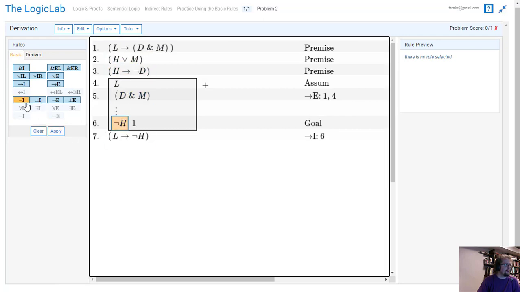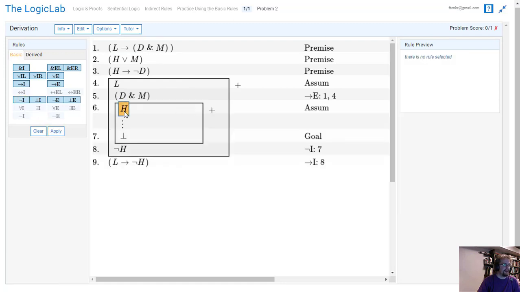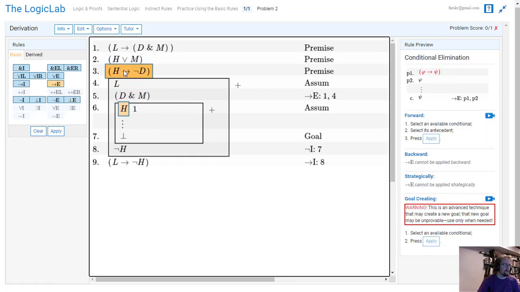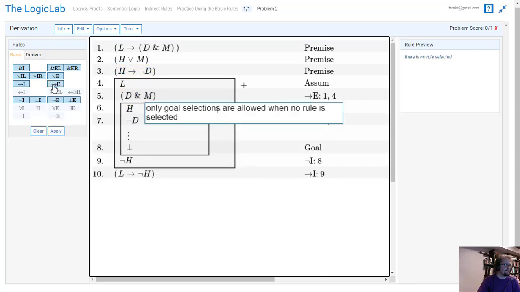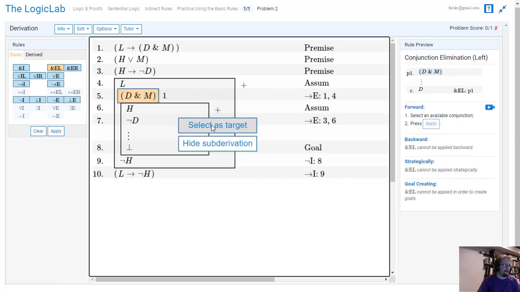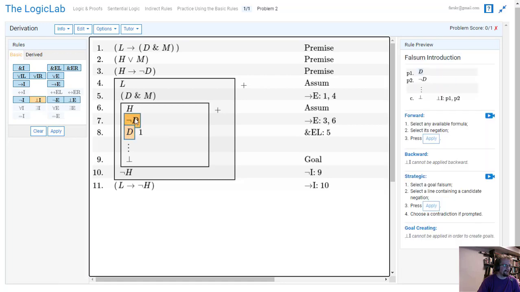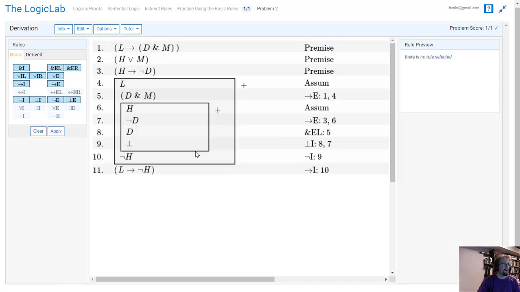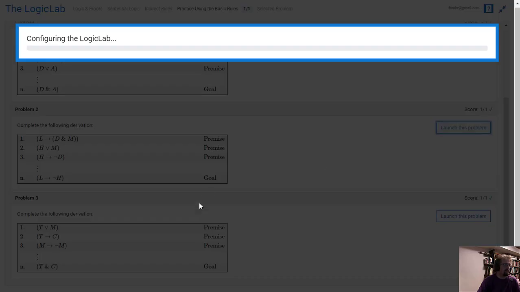I'm going to do a negation introduction on H going backwards, so I will assume H. If I assume H, then I can do conditional elimination on line 3. That will get me not D. Conjunction elimination on the left, line 5, inside the box here. That gives me D. Falsum introduction, lines 7 and 8. And there's a problem. Take a look at problem 2.